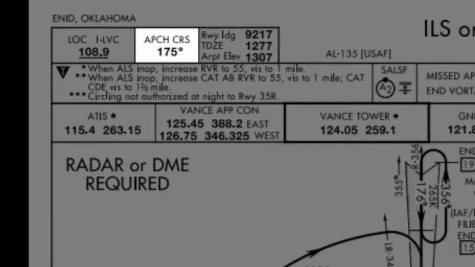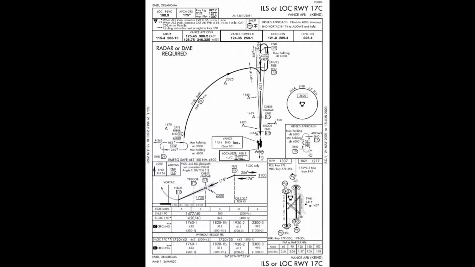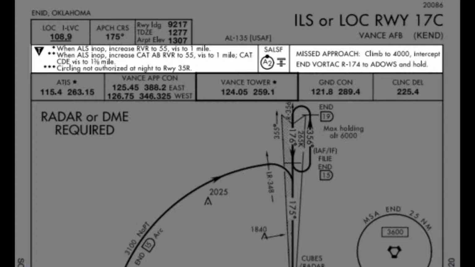The second box shows the inbound approach course. The third box, stacked top to bottom, shows the runway landing distance, the touchdown zone elevation, and the airport elevation. Be aware that runway landing distance might not reflect the full runway length due to displaced threshold or shorter declared distances. The middle briefing strip typically contains three separate boxes.